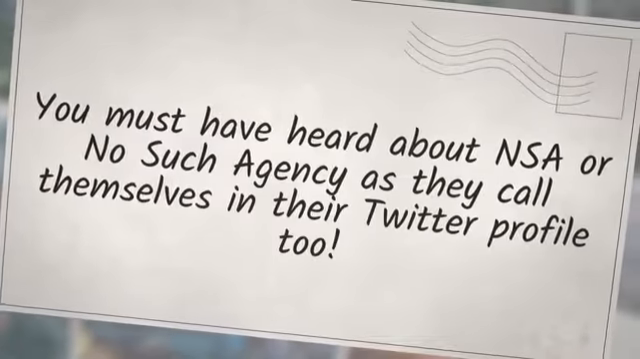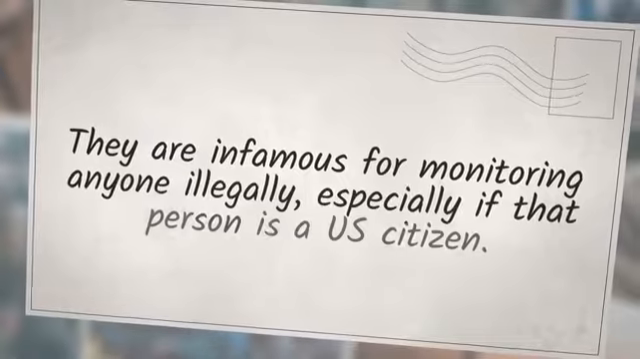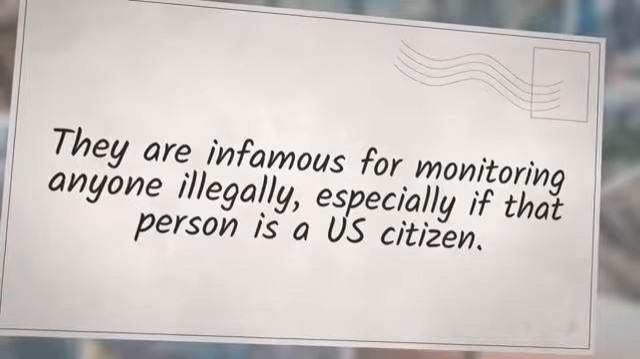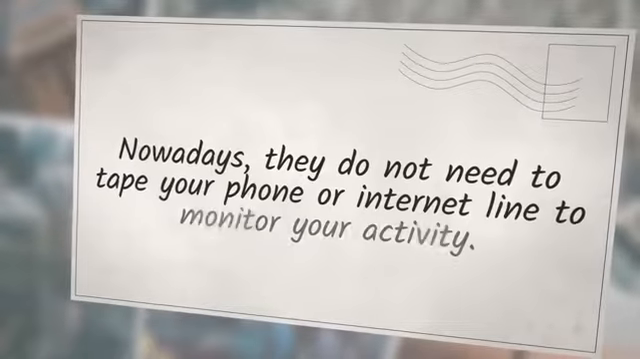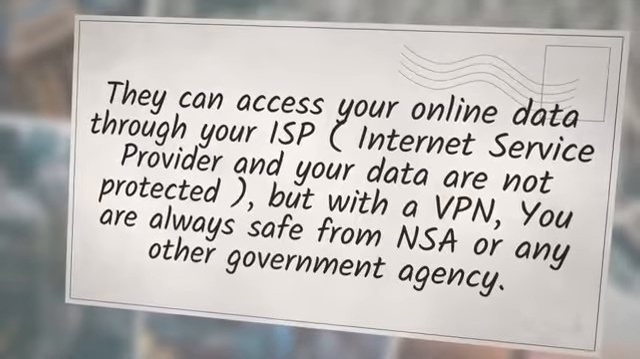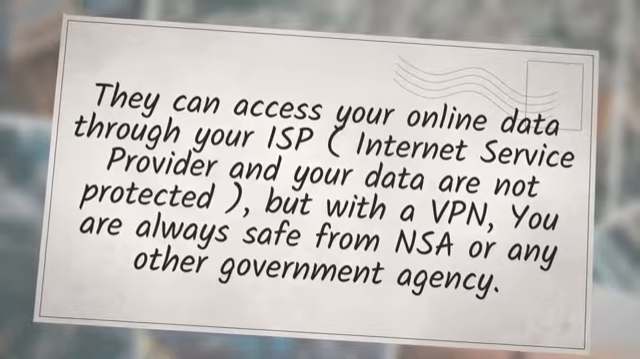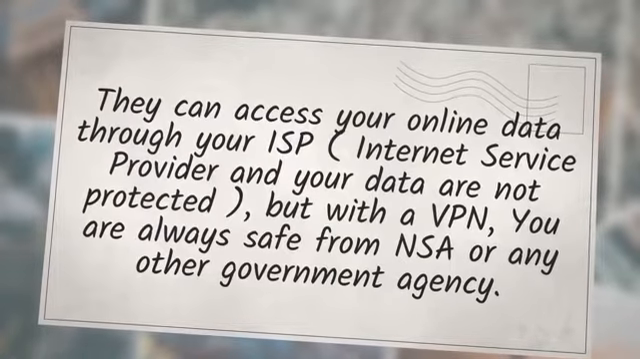You must have heard about NSA, or "no such agency," as they call themselves in their Twitter profile too. They are infamous for monitoring anyone illegally, especially if that person is a US citizen. Nowadays, they do not need to tap your phone or internet line to monitor your activity. They can access your online data through your ISP, internet service provider, and your data are not protected, but with a VPN, you are always safe from NSA or any other government agency.